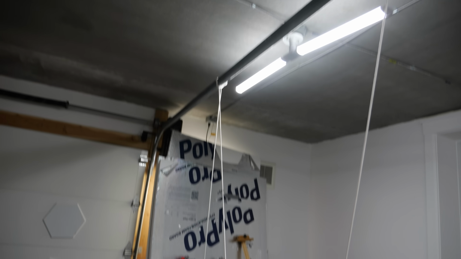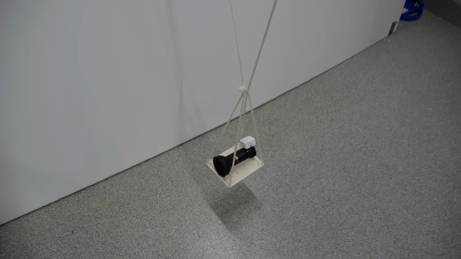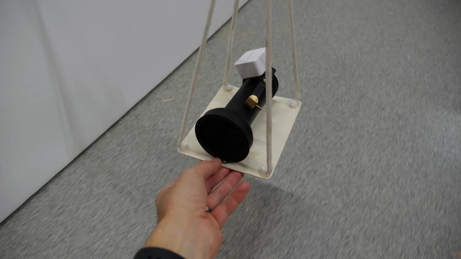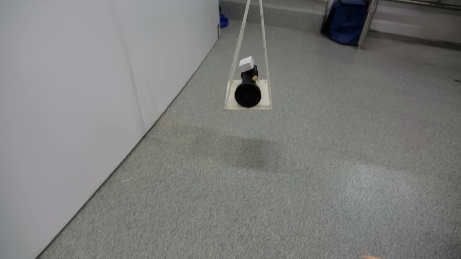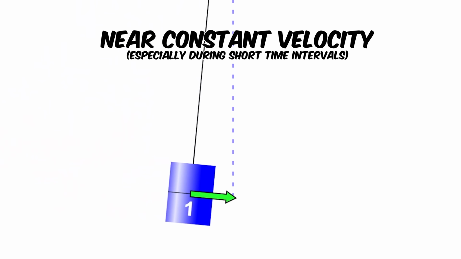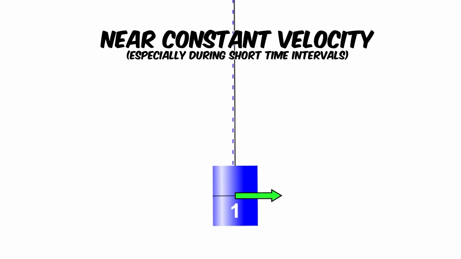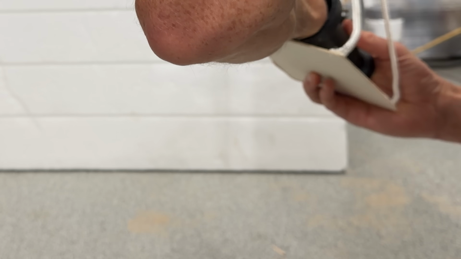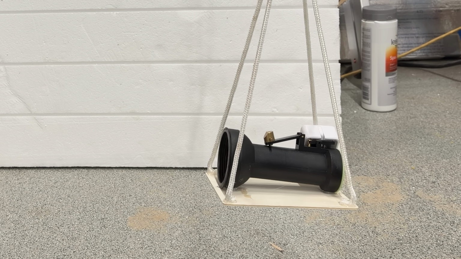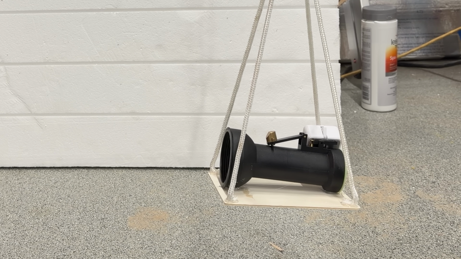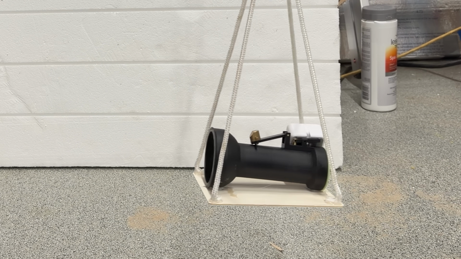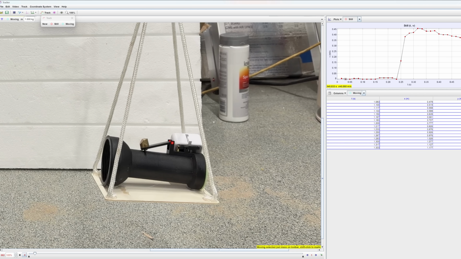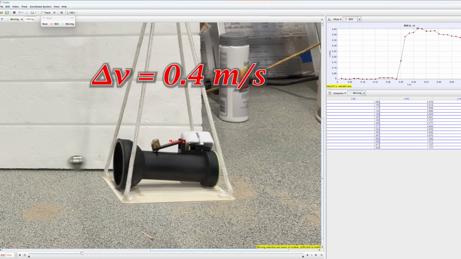To make it move like a rocket in space, I mounted it on this long swing here. Near the bottom of the swing, the motion is almost perfectly linear and has very little acceleration over a short time interval, so it approximates frictionless motion in space. Now first, let's launch it from rest and see what it looks like. When I launch it, the rocket ends up moving about 0.4 meters per second.